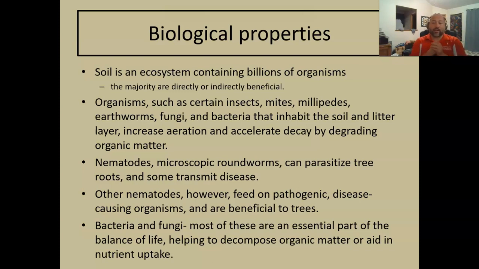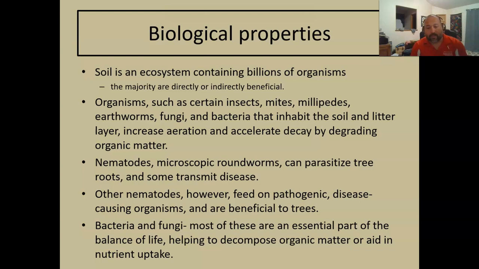When we say organisms or microbes, what are we talking about? We're talking about insects, mites, millipedes, earthworms, fungi, bacteria. They all inhabit the soil and litter layer. They all increase aeration, and they accelerate the decay process, which is all part of the carbon cycle, which is good because they get that organic matter degraded. They turn things like leaves and twigs and scat into humus, and then it becomes part of that surface litter layer, and then that eventually becomes part of our topsoil as well.